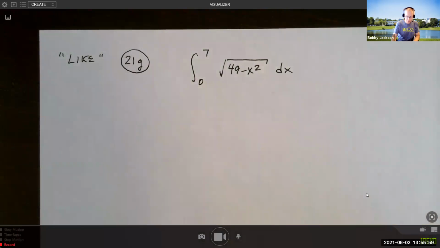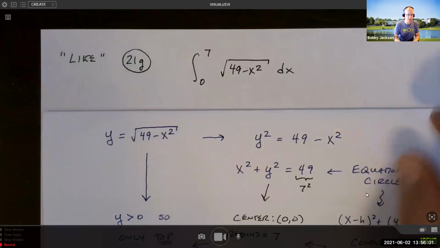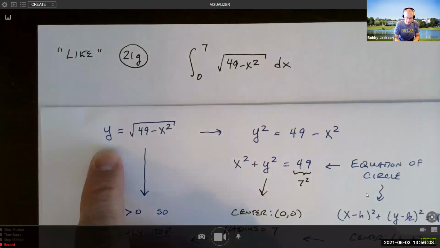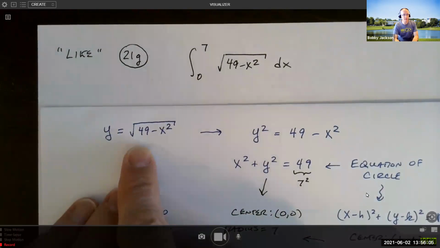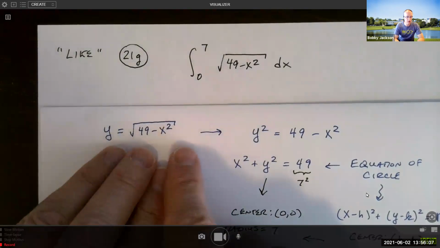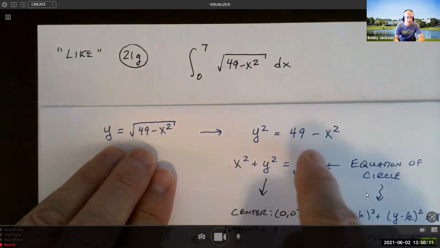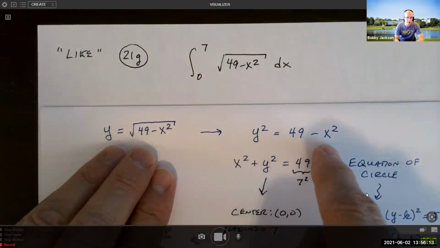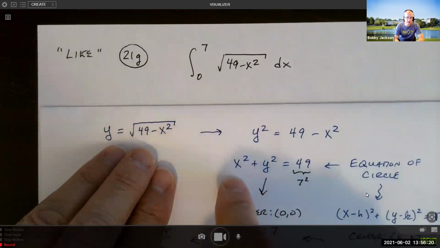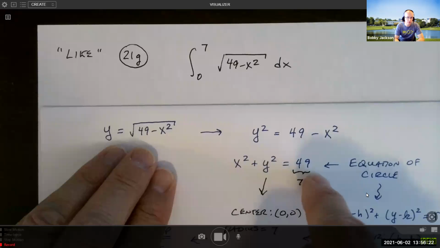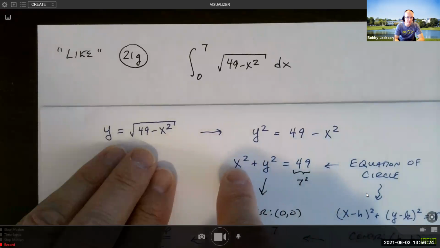Okay, so what exactly does the graph of the square root of 49 minus x squared look like? Well, I do this in the lecture video, but we'll do that here again. If I let y be the square root of 49 minus x squared, and I square both sides, I get y squared equals 49 minus x squared. If I add x squared to both sides, I get this form right here, which you should recognize as the equation of a circle.